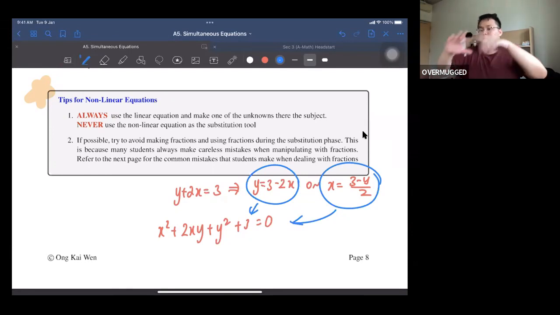You must remember that when you square a fraction, you need to square top and bottom, and you must throw it to every single term. Yeah, there are so many things to remember. Instead, when you throw the linear into the non-linear, like this, it's so much easier. You don't need to deal with fractions at all. But sometimes you may need to. When it's unavoidable, then no choice. Just do it as per normal.